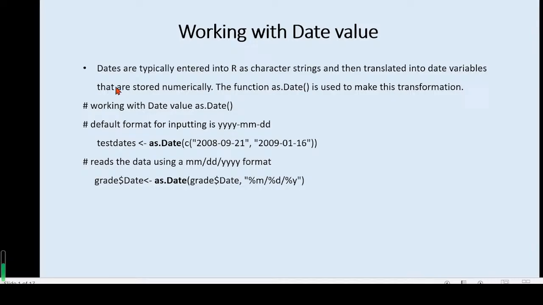Date values are typically entered into R as character strings and then translated into date variables, stored numerically. The function as.Date is used to make this transformation. For example, the default format for inputting is year, month, day. So we can set a date variable using as.Date with dates in the form year, month, day. And we can also read the date using a specified format.